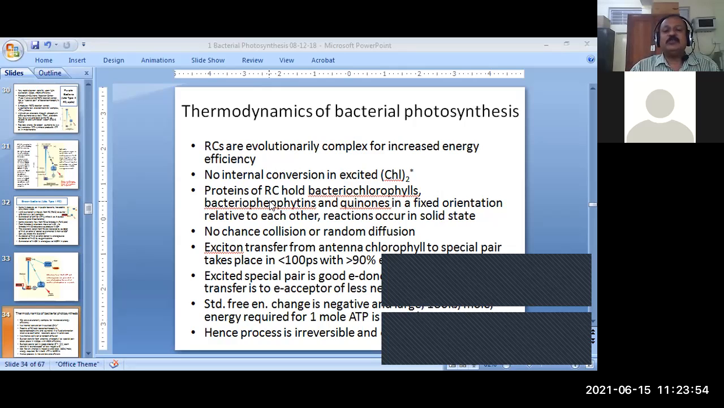Then there are proteins which are also involved, and these proteins hold the reaction center bacteriochlorophyll molecules properly. They also hold the bacteriophytins and quinones. So all these molecules are not just lying there in the membrane, but they are actually complexed to proteins. And these proteins hold the molecules at the proper location and in the proper orientation. So these two terms are very important: at the particular site, that is location, and in the proper orientation.